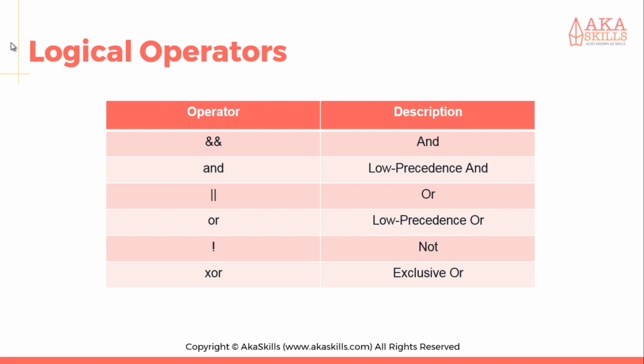You can notice that the and is of two types. One has higher precedence than the other. The first is double ampersand, and the second is just the alphabet A, N, D in lowercase. There are some cases whereby you must use a particular one, but we might not be able to practicalize those now. But for now, it's good you take note of these logical operators.